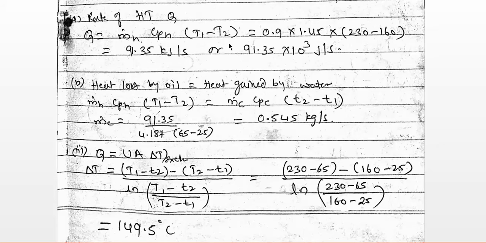Otherwise you can also go with m dot c. The m dot c value is not given because we need to calculate it here. So we can go with mass flow rate, that is, the rate of heat transfer, which can be calculated by m dot h Cph into bracket T1 minus T2.